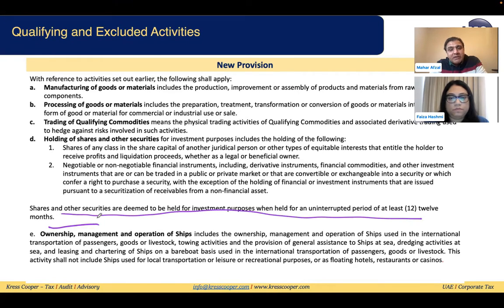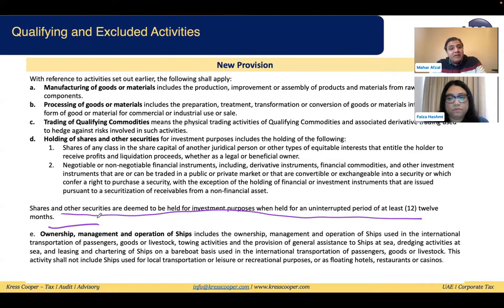Juridical person means it can be in the UAE, it can be out of the UAE. They are not asking that it should be made in the resident juridical person. They're not asking that it should be made in the company which is the free zone company. No. Holding of share and securities anywhere across the globe in the juridical person, if someone is holding this for an uninterrupted period of 12 months, it will be considered holding of share and security. It will be considered a qualifying activity.